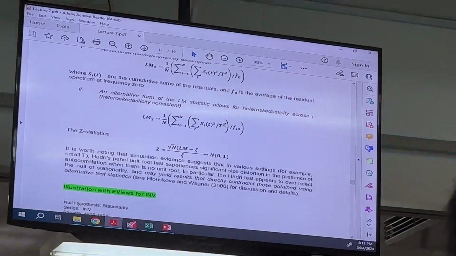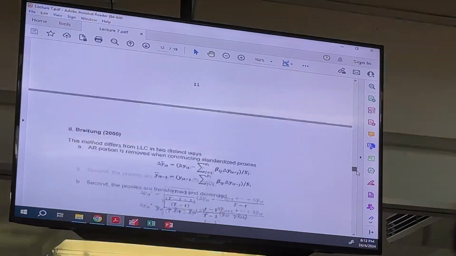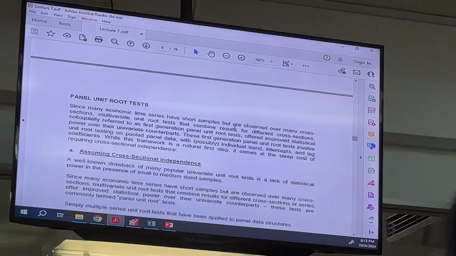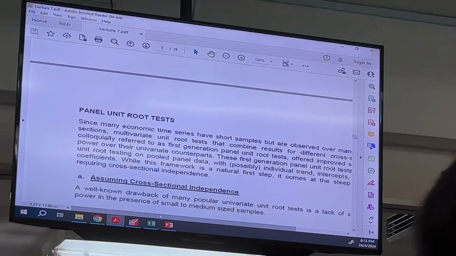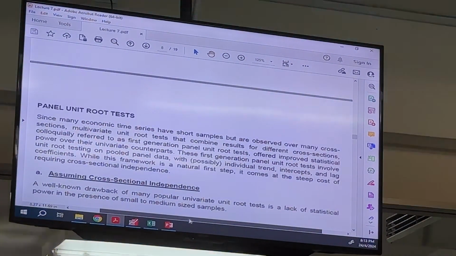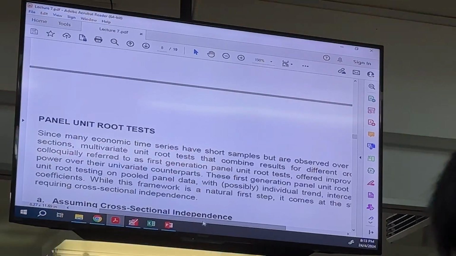Just further ahead compared to the time series. So there are several first generation panel unit tests. So actually, let's take a look. Panel unit test. Many economics time series have a short sample, like what you normally deal with. Short sample, for example, if you have the data only available on an annual basis. So what are you going to do?